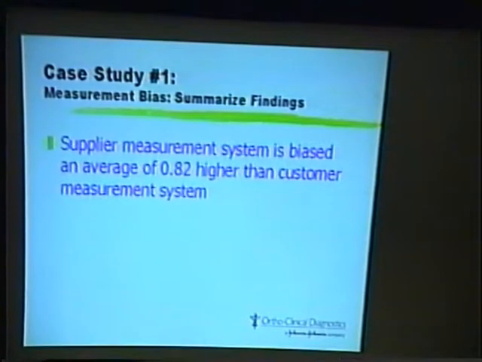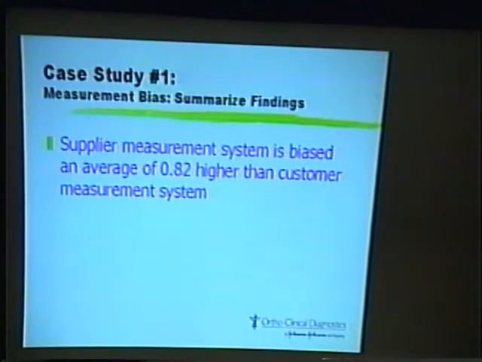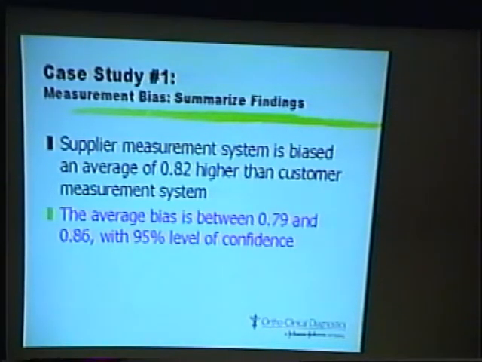Summarizing the findings, we did find that the supplier's measurement system was biased on average about 0.82 units higher than the customer's measurement system. So taking the same parts and measuring them in two different measurement systems, we did confirm that there's a bias, so that was believed to be the difference between the prior assessment of the first lot that was manufactured. We can go further to state a confidence interval between 0.79 and 0.86, which is a 95% level of confidence.